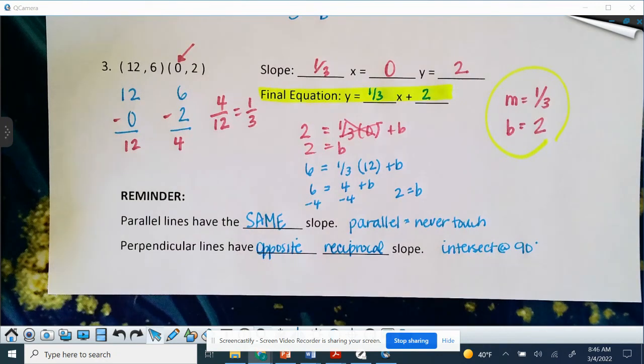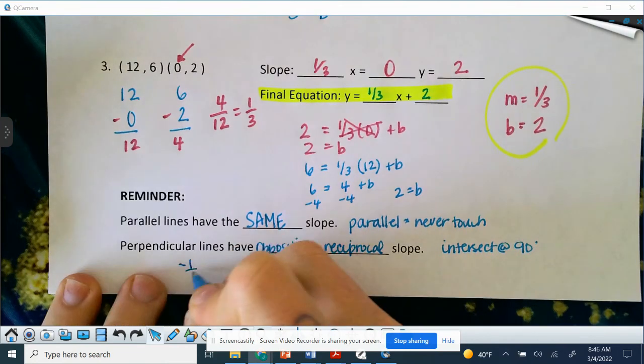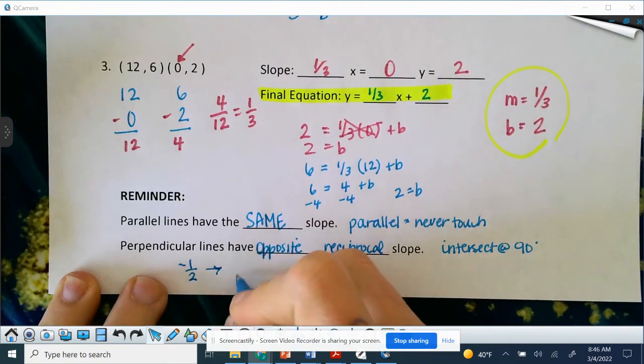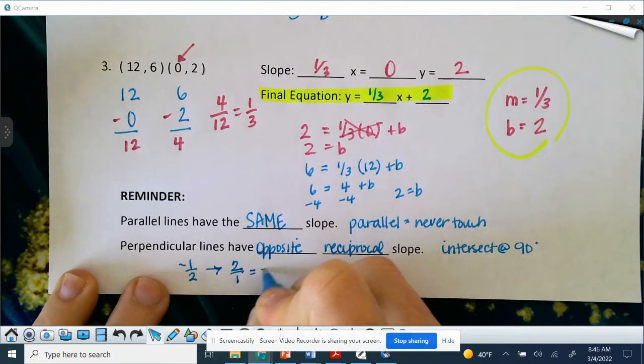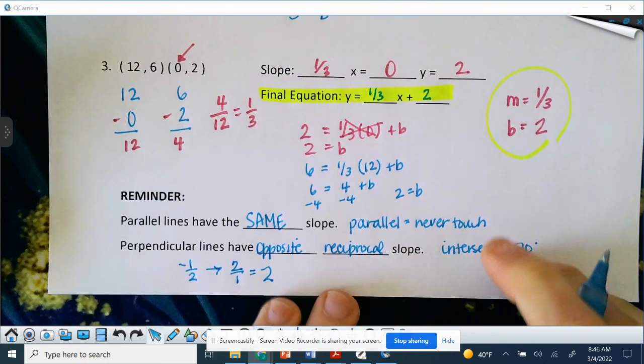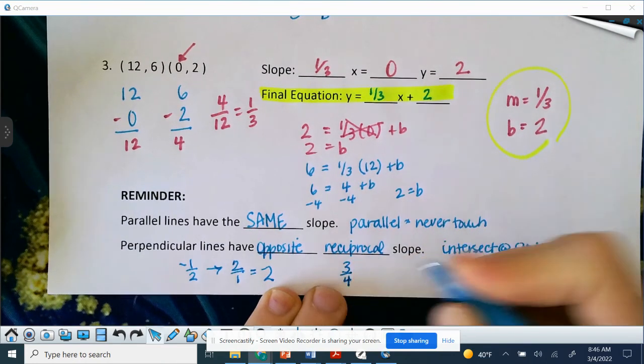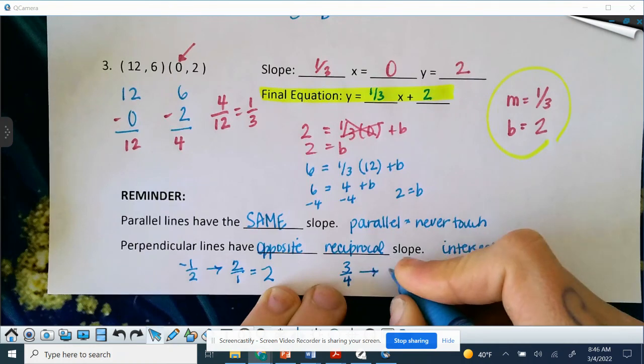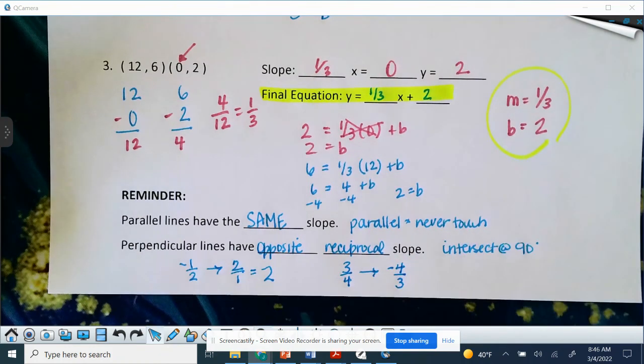Same means the numbers are exactly the same. Opposite reciprocal means if they were positive, they became negative, or if they were negative, they became positive. And if they were a fraction, they would flip. So if it happened to be like a negative 1/2, the perpendicular slope is going to be a positive 2/1, which we know is 2. If it happened to be 3/4 positive, then the perpendicular slope is going to be negative 4/3. So positive becomes negative, negative becomes positive, and like I said, they flip.